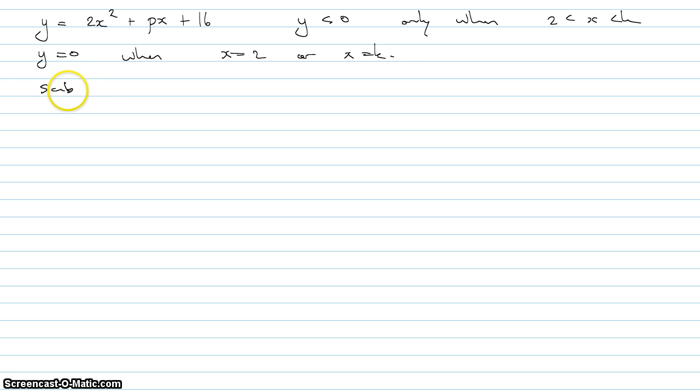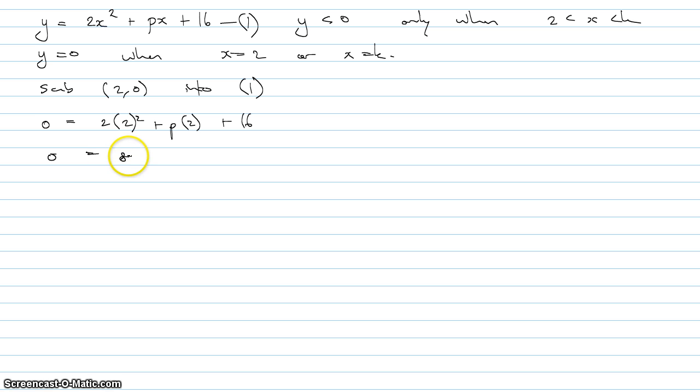If we call this equation 1, we're going to sub 2, 0 into 1. And what do we get? We get 0 is equal to 2 times 2 squared plus p times 2 plus 16. And so we get 0 is equal to 8 plus 16 plus 2p. p is going to be negative 12. So therefore, our equation is y is equal to 2x squared take 12x plus 16.